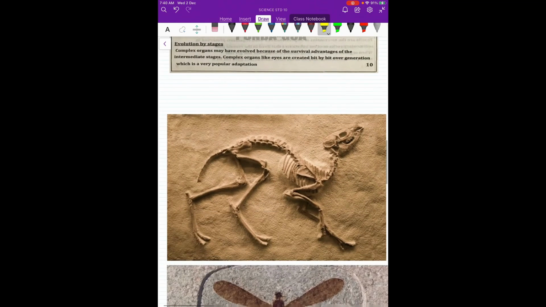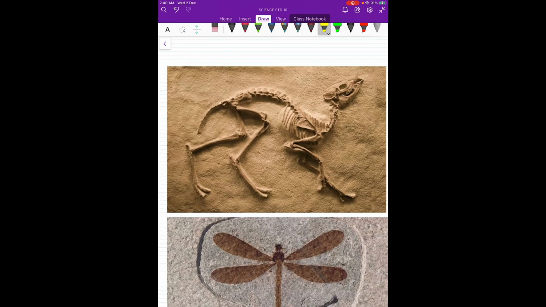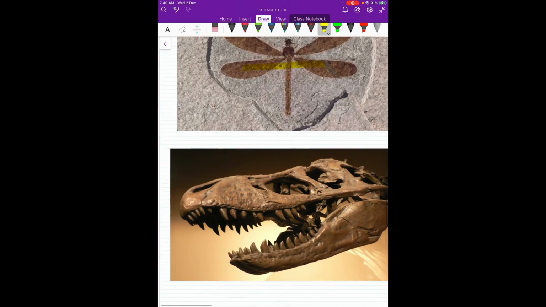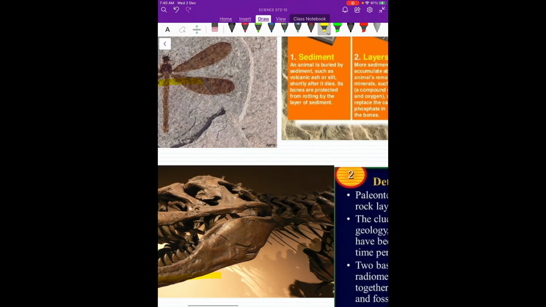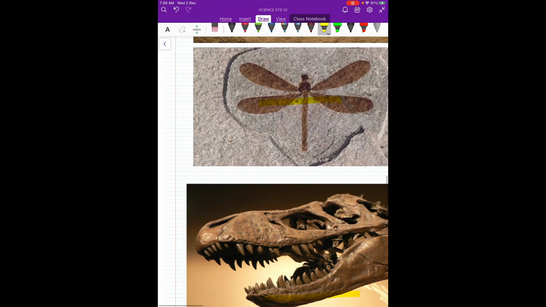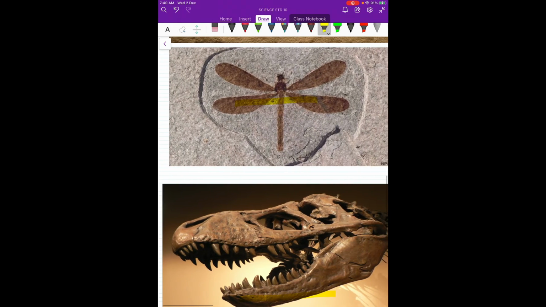So this is how fossils look like. Now this is the fossil of a dinosaur, this is of a dragonfly. This is what exactly is found nowadays when these excavators go for excavation, they find that deep under the layers of the soil we are finding this. So these are called fossils. Now the question arises, how are fossils formed?